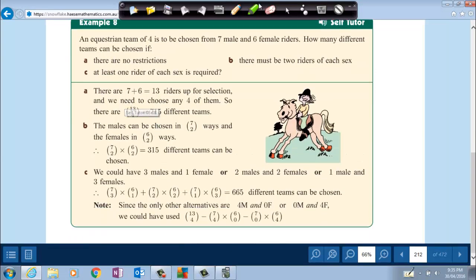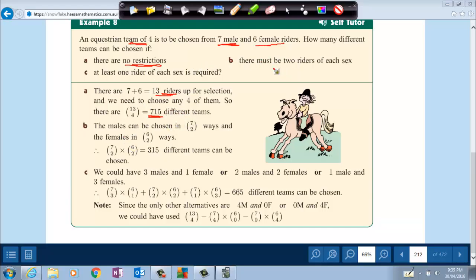We have a horse team. We need a team of 4, and we've got 7 male and 6 female. We need first of all to select a team of 4. If there's no restrictions, then we don't care whether they're male or female. 7 plus 6, we have 13 riders, 4 to be selected, so it's C(13,4). So that's 715 teams, 715 different ways we can organise that.